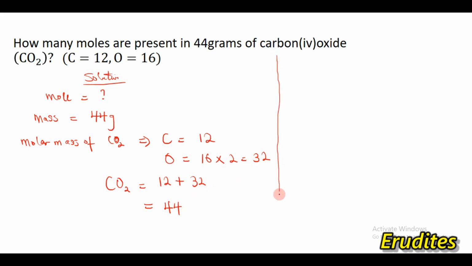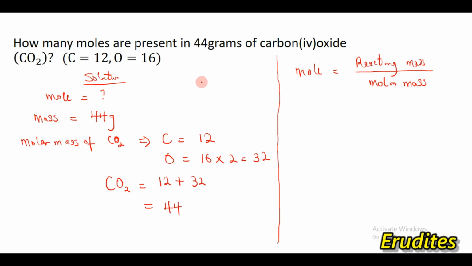So having done that, the next thing we want to do is to write out our formula. The formula of mole is equal to reacting mass over molar mass. So the mole is what we are looking for. The question is how many moles are present in 44 grams of carbon dioxide, given that the relative atomic mass of carbon is 12 and the relative atomic mass of oxygen is 16.